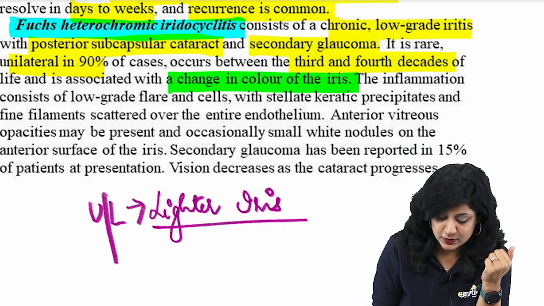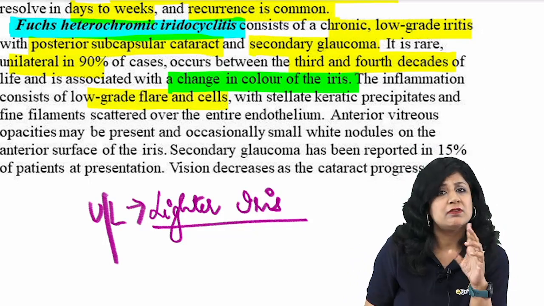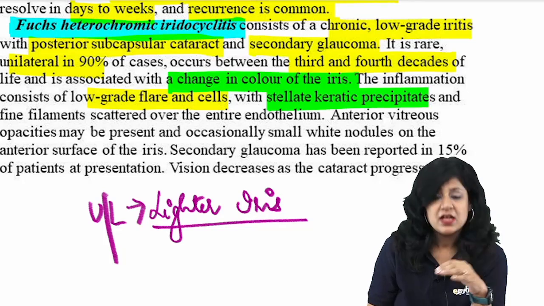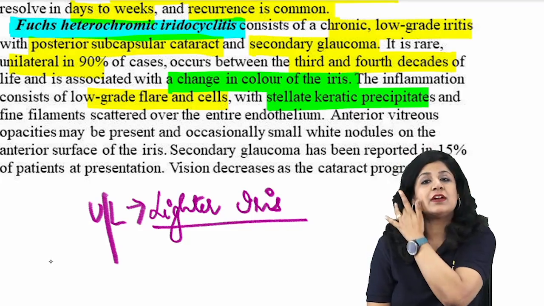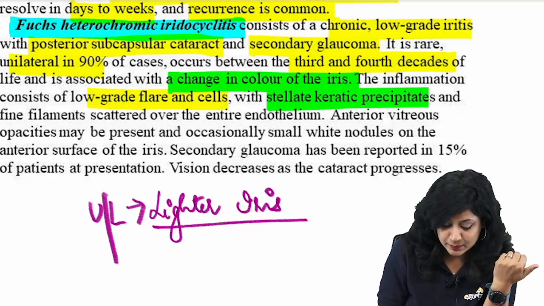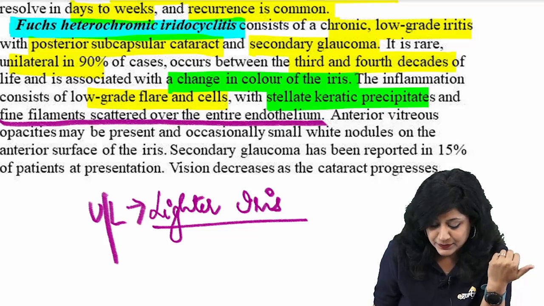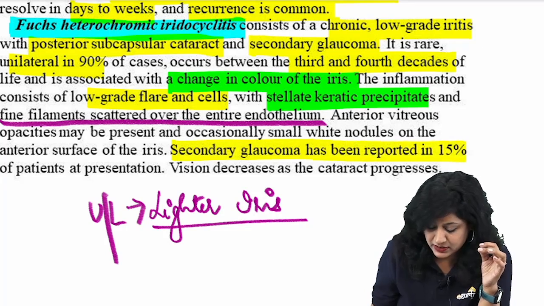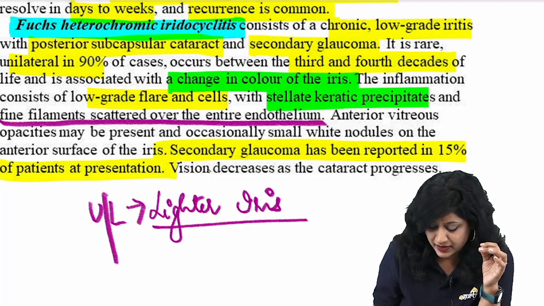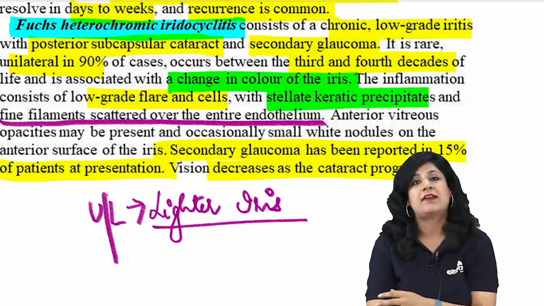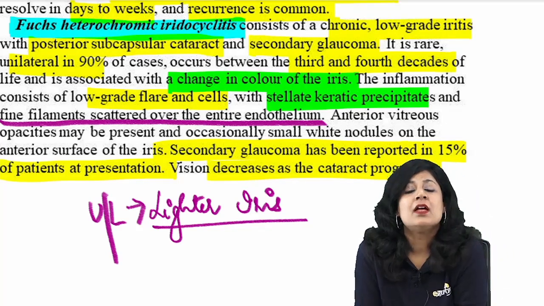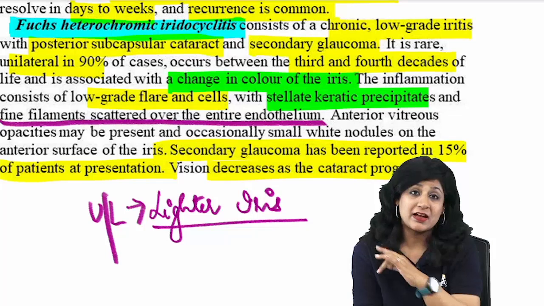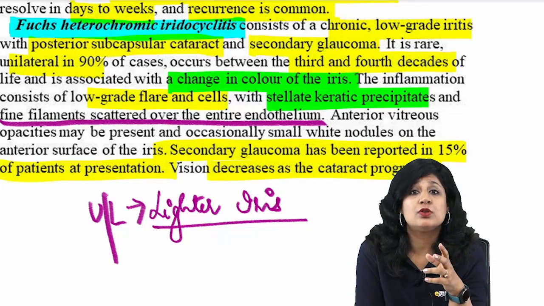The inflammation will consist of low grade flare and cells. We have low grade inflammation, but typically we find stellate KPs, a spillover anterior uveitis. What do you mean by that? It means the filaments are scattered all over the endothelium. Anterior chamber opacity and vitreous opacities could be there. Secondary glaucoma is present in about 15% of patients, and obviously vision will decrease because cataract is also there. So compared to glaucomatocyclitic crisis, I have a little more inflammation. I have secondary glaucoma, and I have cataract here also.